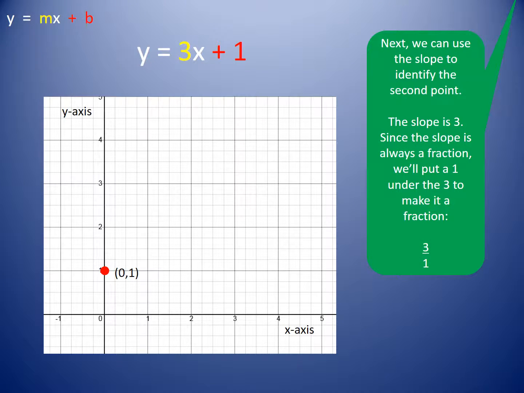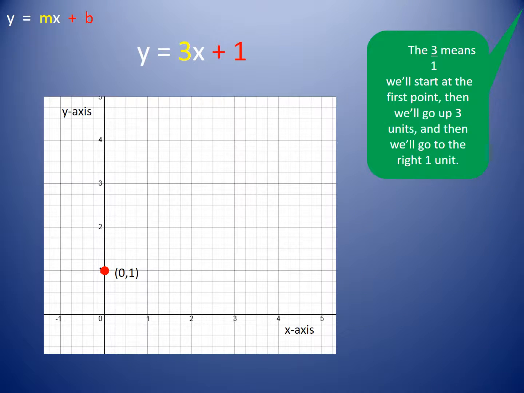Next, we'll use the slope to identify the second point on the line. In this case, the slope is 3. Now, since the slope is always a fraction, remember, it's the change in y divided by the change in x as you move from one point to another. Many of you probably also know it as rise over run. We'll put a 1 under the 3 to make it a fraction. Hopefully, you'll also remember that if you take an integer and divide it by 1, it has no impact on the value of the integer. So we're not changing the equation in any way by doing this.